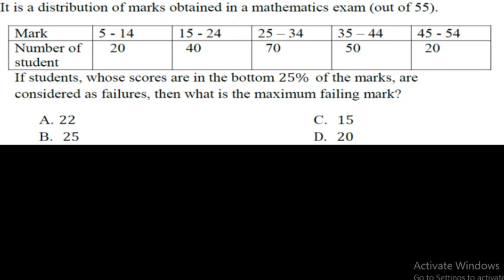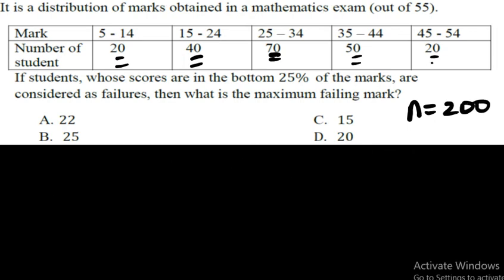So what is the total frequency first? That means N, the total frequency. Add it: 20, 40 will be 60, 60 plus 70 will be 130, 130 plus 50 will be 180, plus 20 will be 200. That is the total frequency.